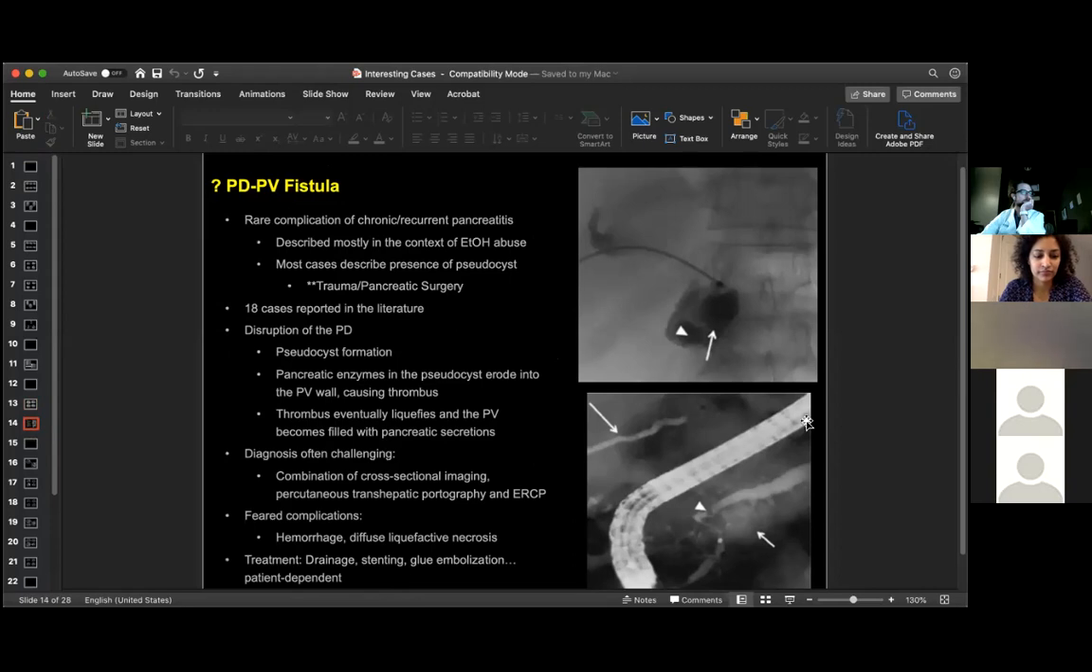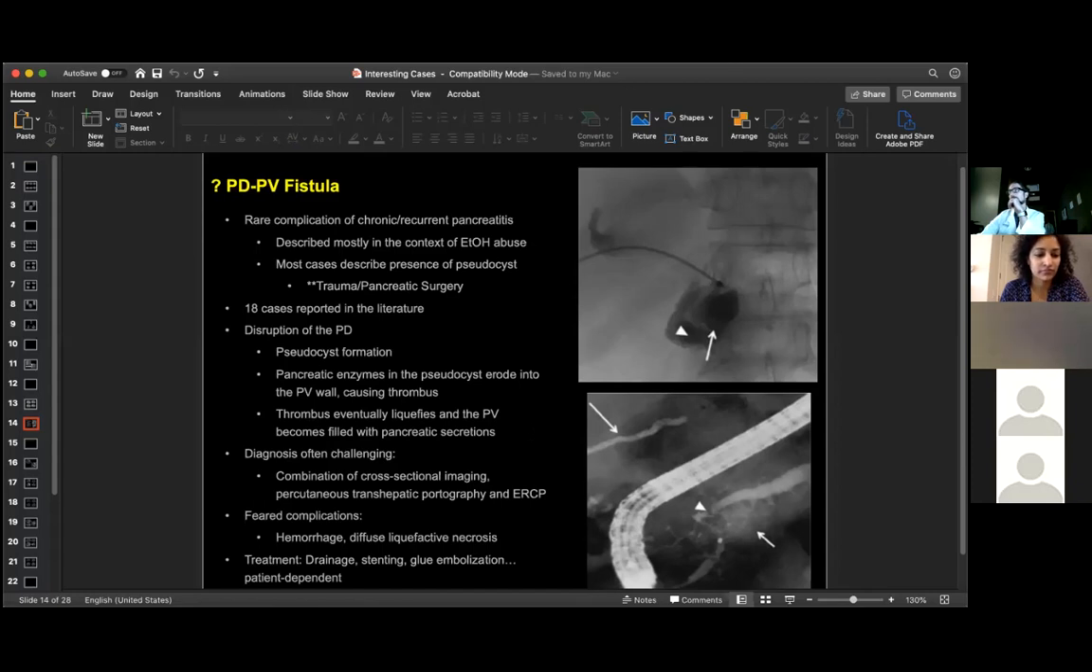Super rare. It's a rare complication of chronic or recurrent pancreatitis, and mostly described in the context of alcohol abuse. And there have been a couple of cases of trauma or pancreatic surgery with the same outcome. Only 18 cases in the literature, so extremely rare. The thought is that you have a disruption of the pancreatic duct. It's typically in the context of pseudocyst formation. So the pancreatic enzymes in the pseudocyst will erode into the portal vein wall and cause thrombus. And eventually, once this thrombus liquefies, the portal vein fills with the pancreatic secretions.